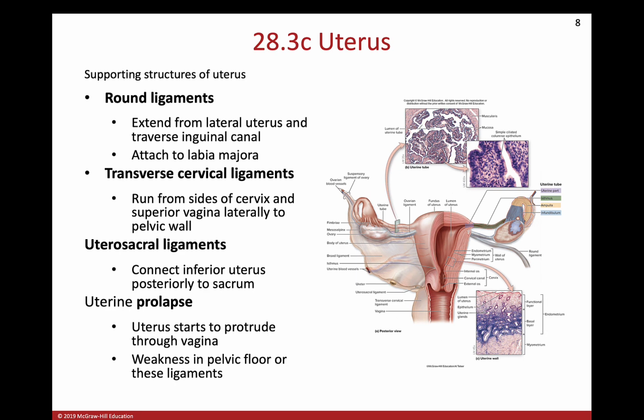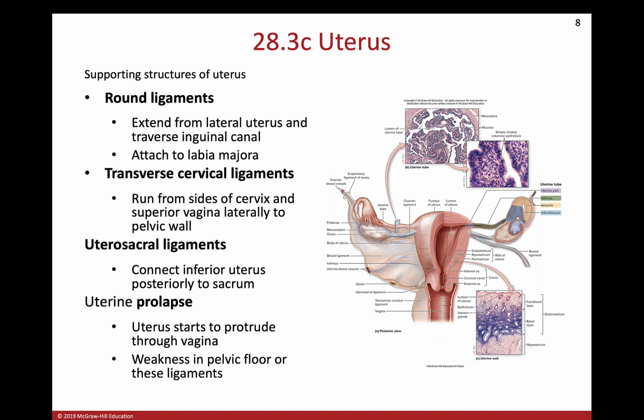Now, there are a number of supporting structures of the uterus, and most of them are ligamentous in nature. We have the round ligament. This extends from the lateral uterus and transverse inguinal canal, and it attaches to the labia majora. Transverse cervical ligaments run from the sides of the cervix and superior vagina laterally to the pelvic walls. The uterosacral ligaments connect the inferior uterus posteriorly to the sacrum.